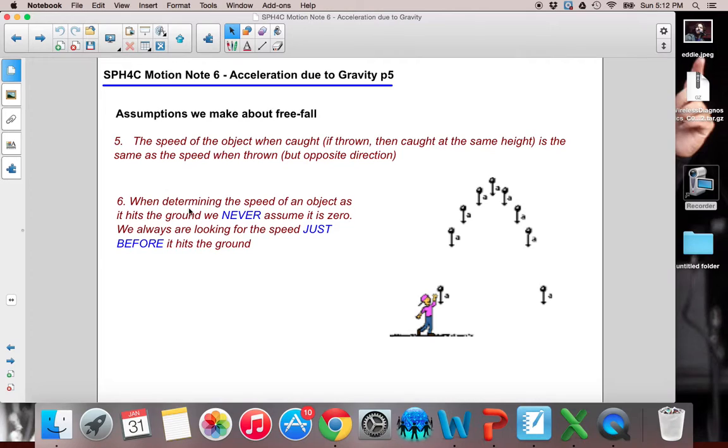This last one, number 6. So when determining the speed of an object as it hits the ground, you never say, okay, when it hits the ground, it's going 0. Kind of after it hits the ground, it's going 0. But we never look at that. We're always thinking just before it hits the ground.